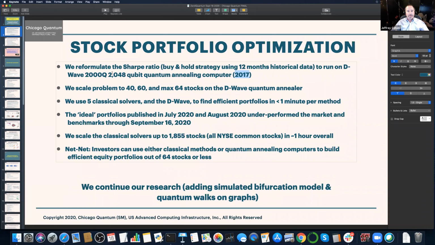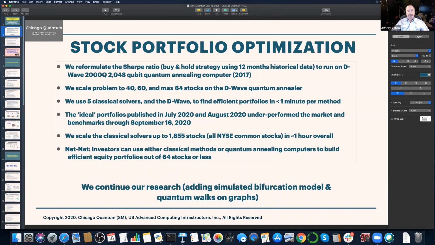And so the new version, which is 2020, called Pegasus, will actually have a different architecture and at least 2.5 times more connectivity. So in order to do this, we had to linearize the problem, and we reformulated the Sharpe ratio into a linear format. We'll talk about that a little bit more later.